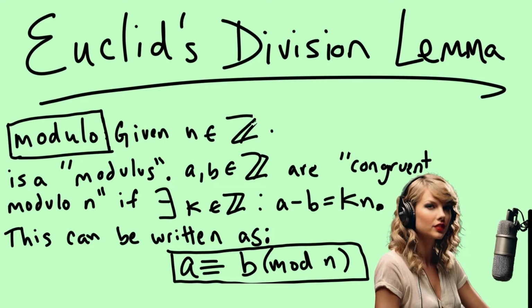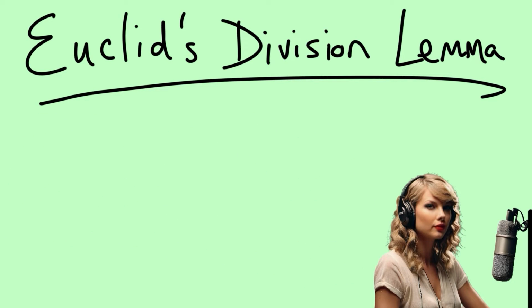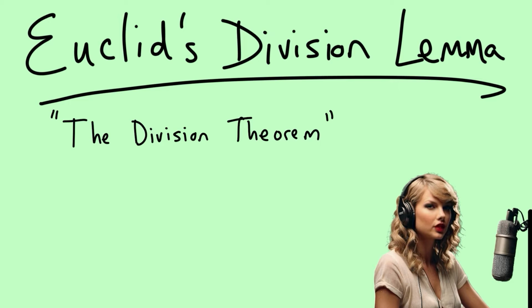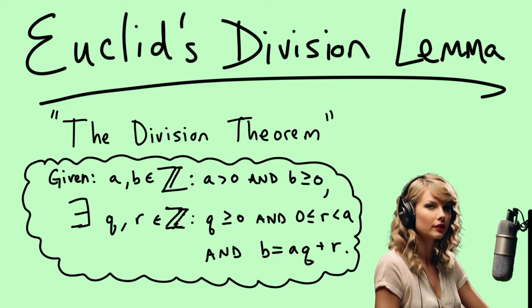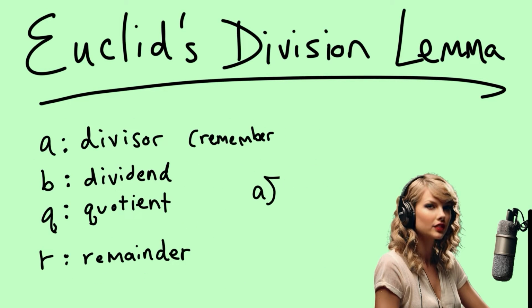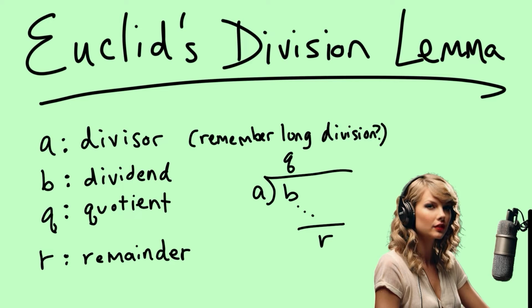and computer science. Euclid's division lemma, also known as the Division Theorem, states that given non-negative integers a and b, with a greater than 0, there exists an integer q greater than or equal to 0 and an integer r, which is in between 0 inclusive and a exclusive, such that b equals a times q plus r. To clarify, a is the divisor, b is the dividend, q is the quotient, and r is the remainder.